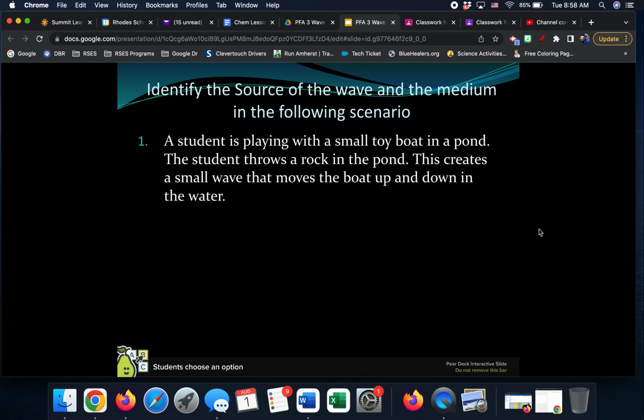All right, a kid is playing with a small toy boat in a pond. The student throws a rock into the pond. This creates a small wave that moves the boat up and down. What is the disturbance in the medium in this case? Pause and think of that, and then I'll give you the answer.